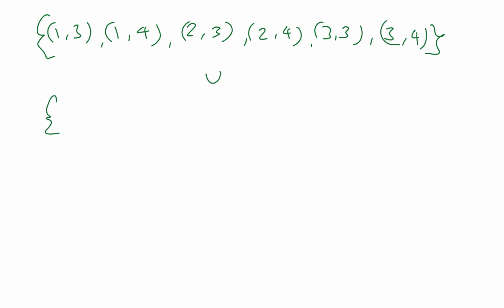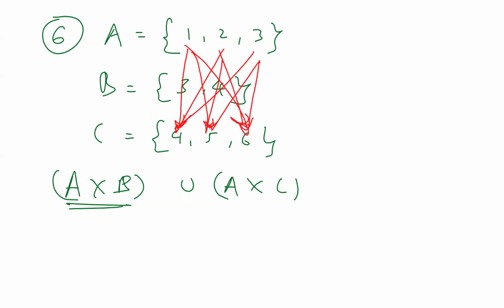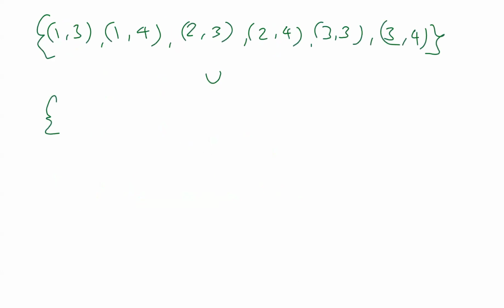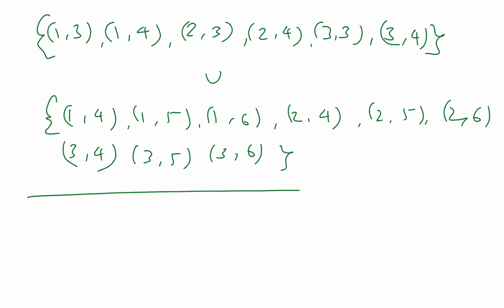A cross C. How to calculate A cross C? Look at A: the first component will come from A, and the second component will come from C. So (1,4), (1,5), (1,6), then (2,4), (2,5), (2,6), then (3,4), (3,5), (3,6). Okay, now we have to find out the union of this.